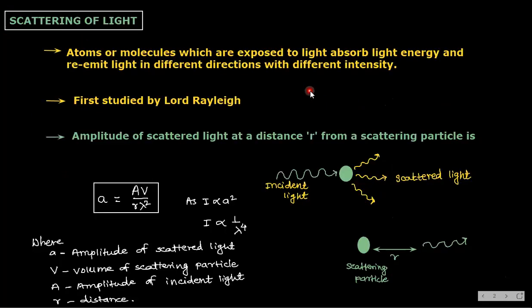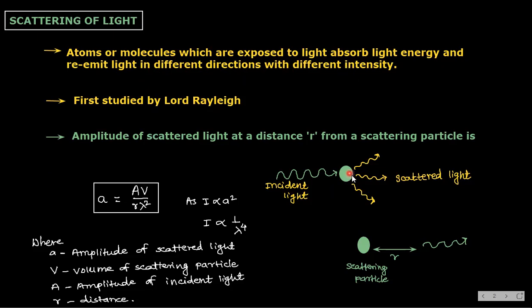So let's go to the next one. That is scattering of light. You have learned this also. What is scattering of light? Atoms or molecules which are exposed to light absorb light energy and re-emit light in different directions with different intensity.